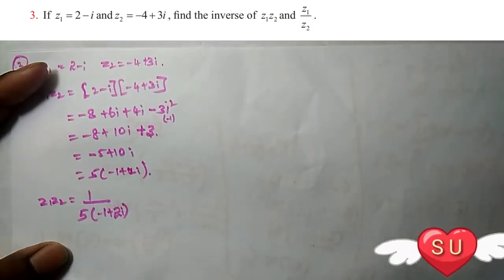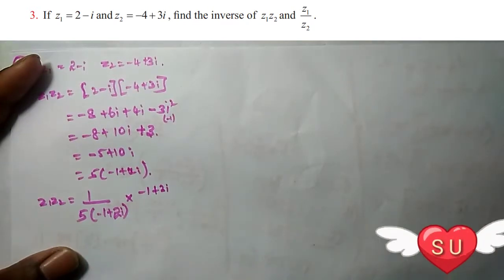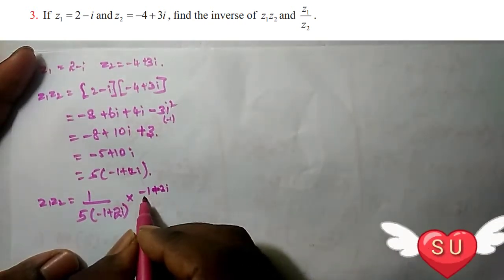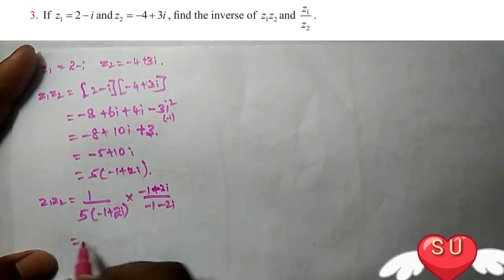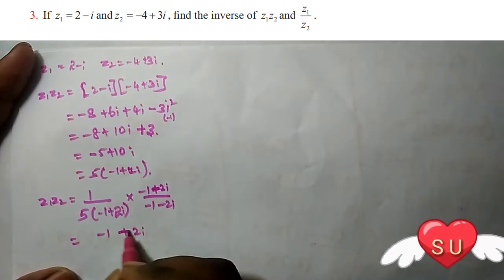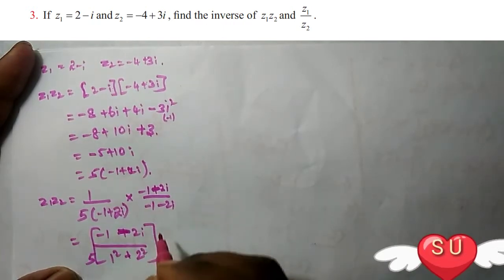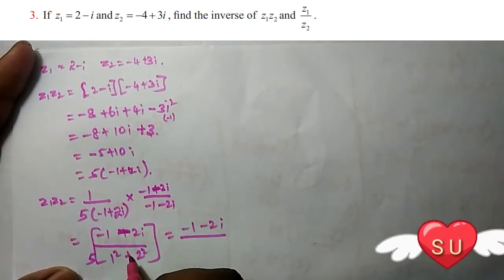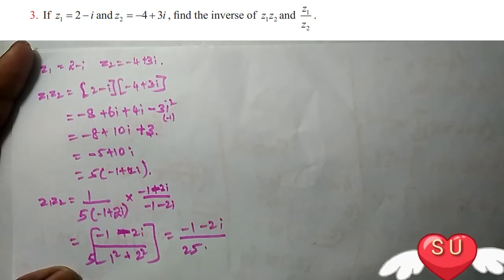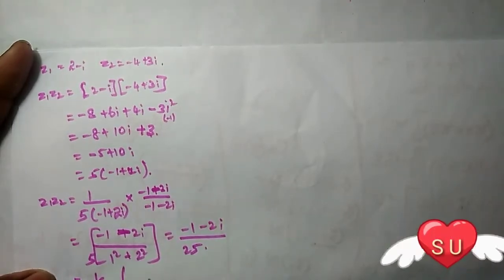Now we have to take the conjugate. So we multiply by (minus 1 minus 2i) divided by (minus 1 minus 2i). The numerator is minus 1 minus 2i. The denominator is 5 into (1 square plus 2 square), which is 1 plus 4, so 5 into 5 is 25. So Z1 Z2 inverse is (minus 1 minus 2i) divided by 25, that is 1 divided by 25 into (minus 1 minus 2i).